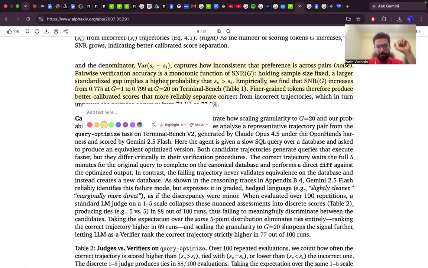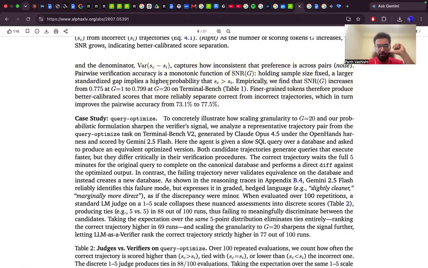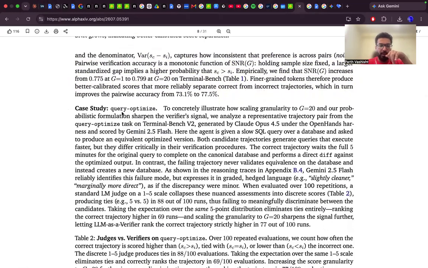A lot of this information might not always make sense because they still haven't exactly described what it is. Case study. So if we want to optimize a query, to concretely illustrate how scaling granularity to G equal to 20 and our probabilistic formulation sharpen the verifier signal, we analyze a representative trajectory pair from the query optimization task on terminal bench V2. This is generated by Claude Opus 4.5 under the OpenHands harness and scored by Gemini 2.5 Flash.